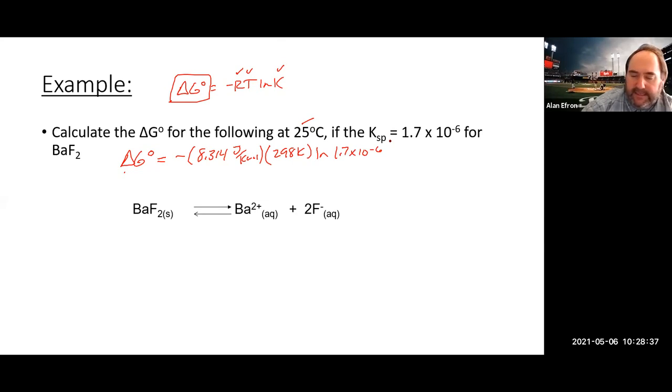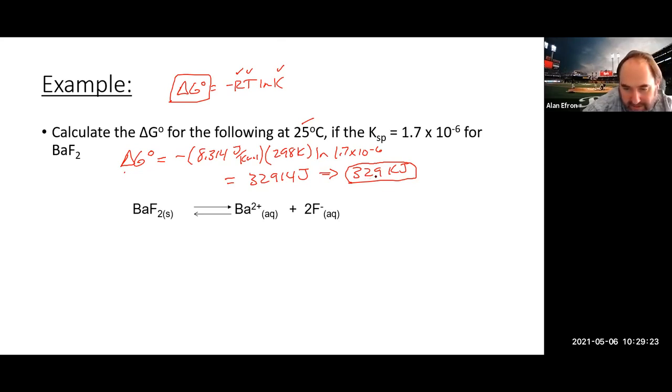Putting all those numbers in and multiplying, basically 8.314 times 298 times the natural log of 1.7 times 10 to the minus 6, is going to yield a positive value of 32914. Units here would be joules. In this case, since it's delta G, we could turn it into kilojoules, 329 kilojoules in this case. Any questions on that calc? Actually, 32, I'm sorry.